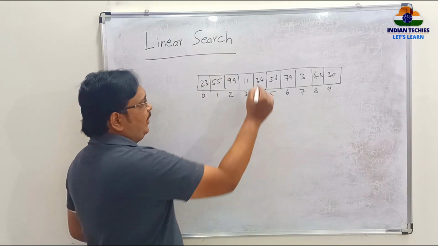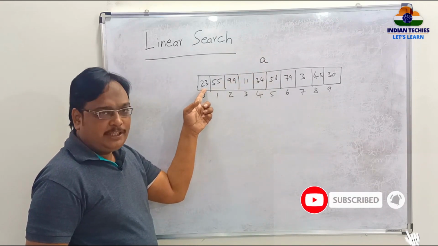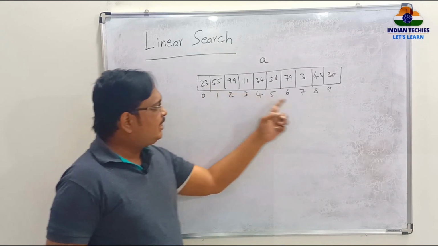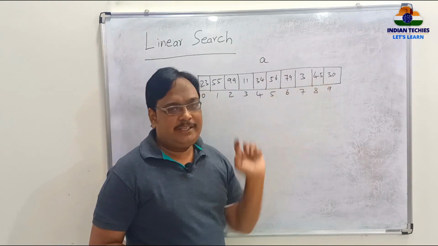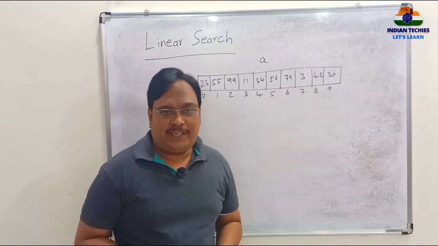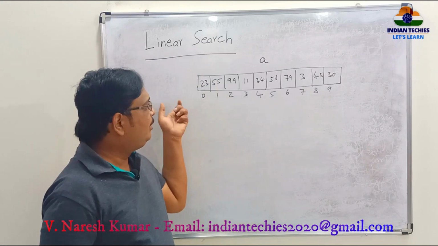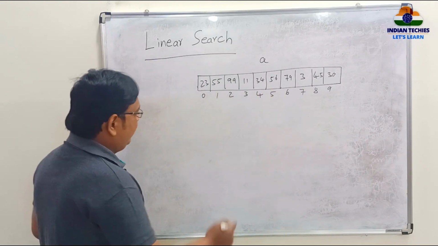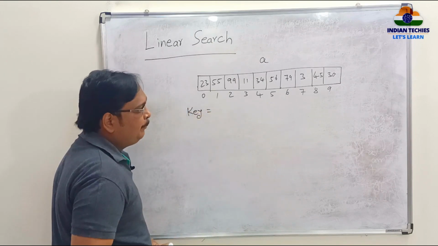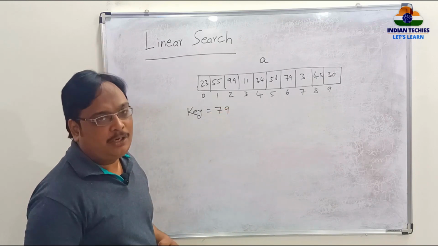Suppose the array name is A. In A of 0 the value is 23. In A of 1 the value is 55. In the same way, A of 9 the value is 30. Now my values have been inserted. For example, you want to search whether a particular value is available in this list or not. The value I want to search, I am considering as the key. Suppose I want to search whether 79 is in the list or not.